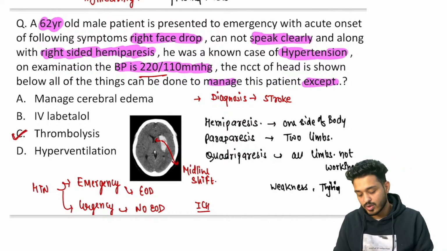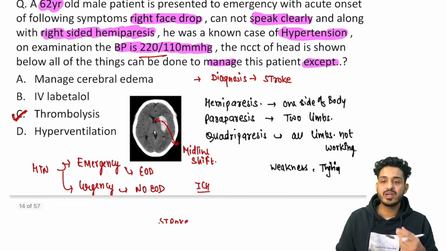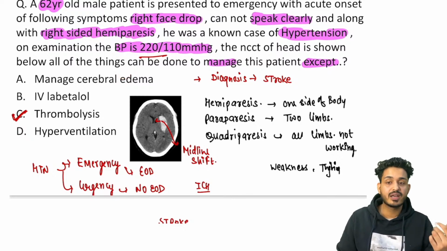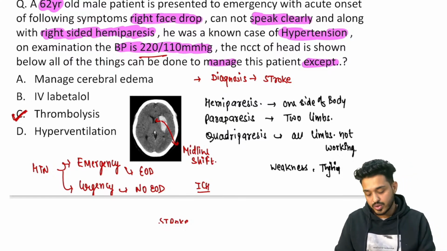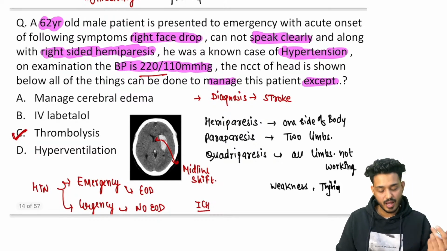रिमेंबर गाइस, थ्रोम्बोलाइसिस नहीं करना है. We should not do the thrombolysis in a patient of hemorrhagic stroke. This is the main important point I want you to understand. You can use IV labetalol, you can decrease the intracranial pressure, you can give the ventilation, you can give the oxygen to the patient, ABC maintain करना है, right? But you are not going to do what? Thrombolysis in the patient. Question was easy, just you need to develop the understanding, right?